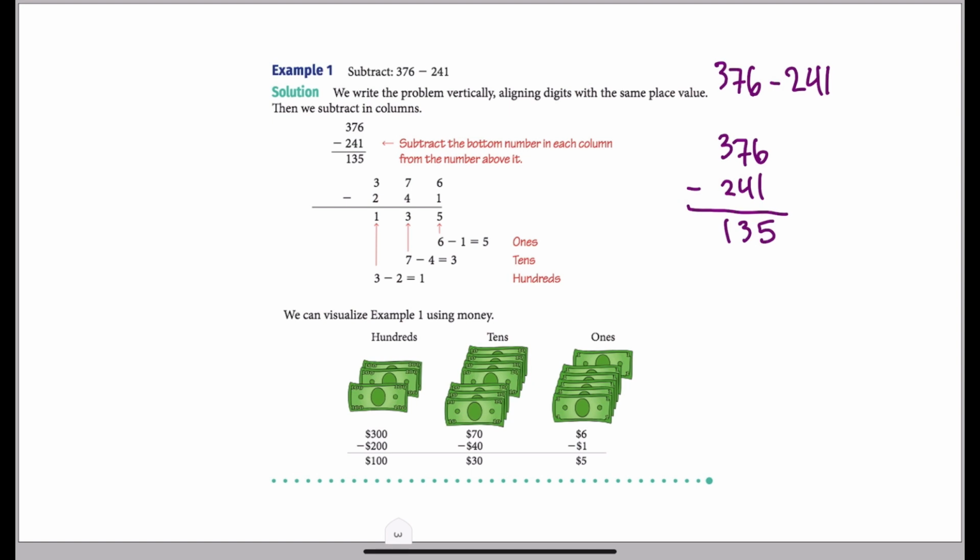It's really important to keep my place values lined up, and with money, it's a really clear example. If I had, say, $376 in hundreds, tens, and ones, and I was going to spend some of that money, then I'm taking it away from the same place values. So when I line up my columns, I'm lining up my ones, my tens, and my hundreds so that I can do the math.